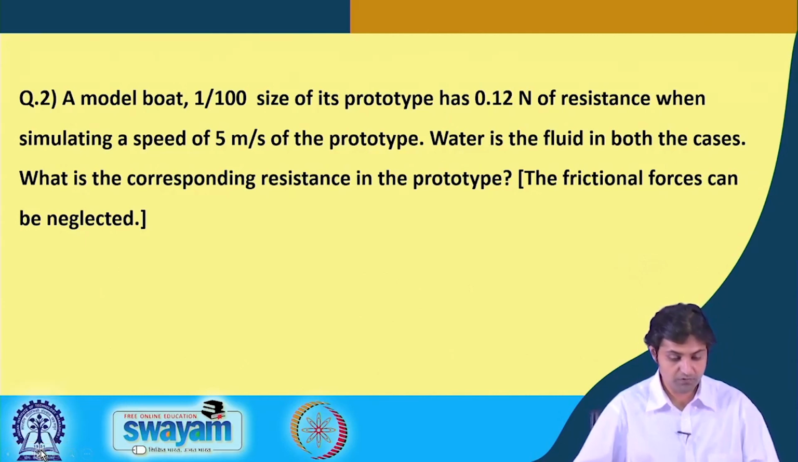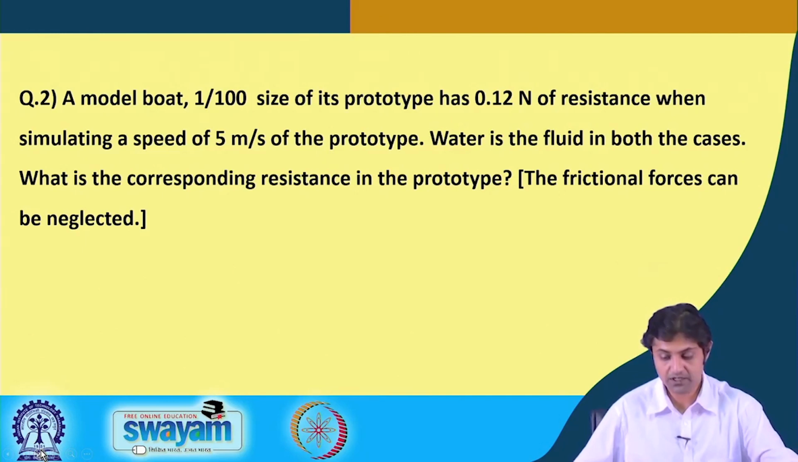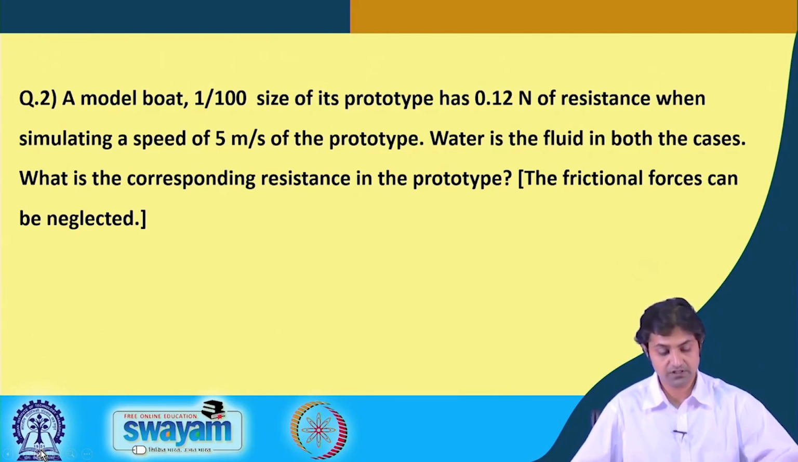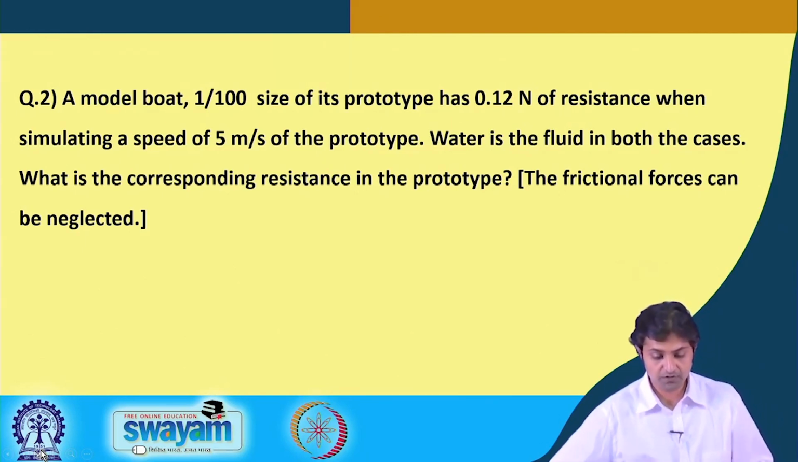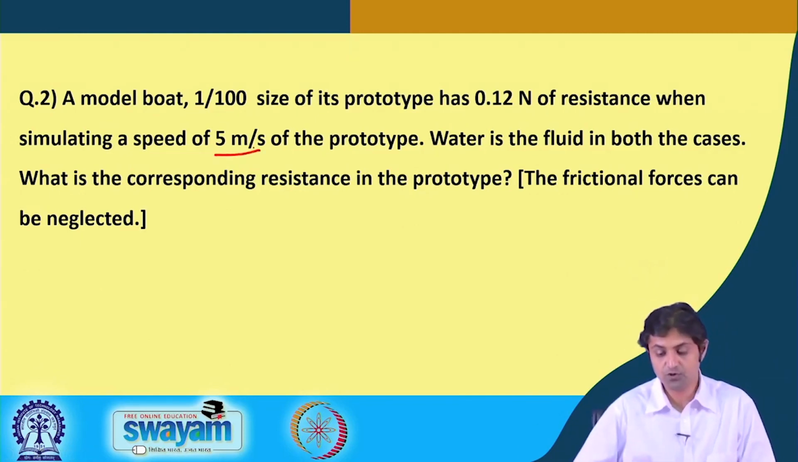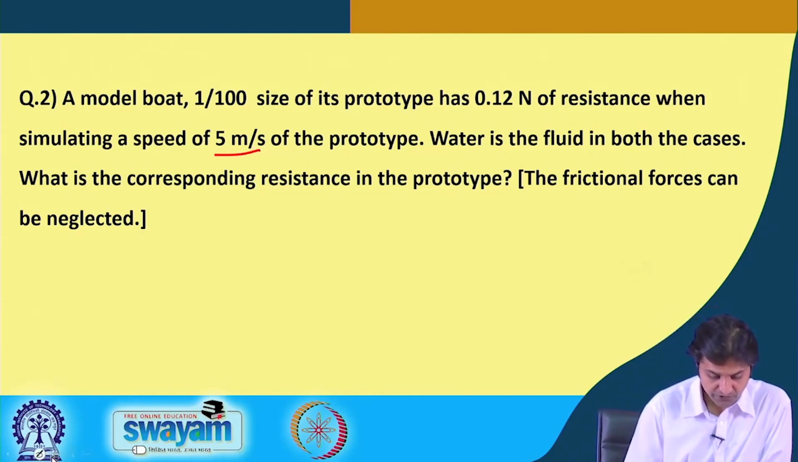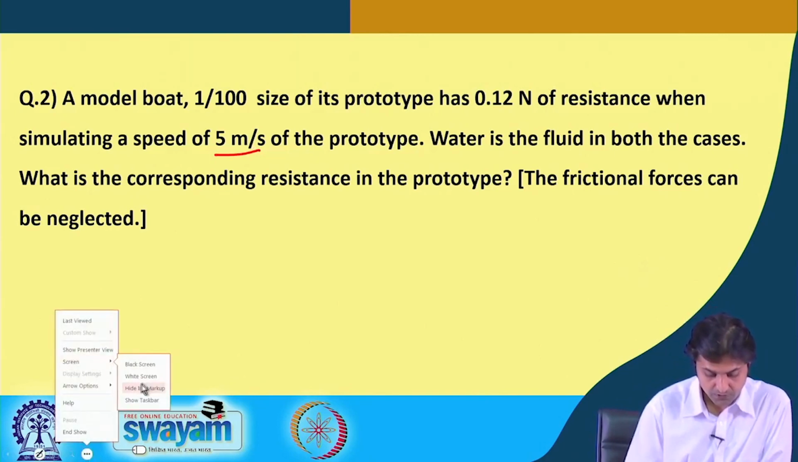It says that a model boat 1 by 100 size of its prototype has 0.12 Newton of resistance when simulating a speed of 5 meters per second of the prototype. Water is the fluid in both the cases. What is the corresponding resistance in the prototype? We can actually neglect the frictional forces. Okay. So, we will start as always. So, this is question number 2. We are going to the white screen.